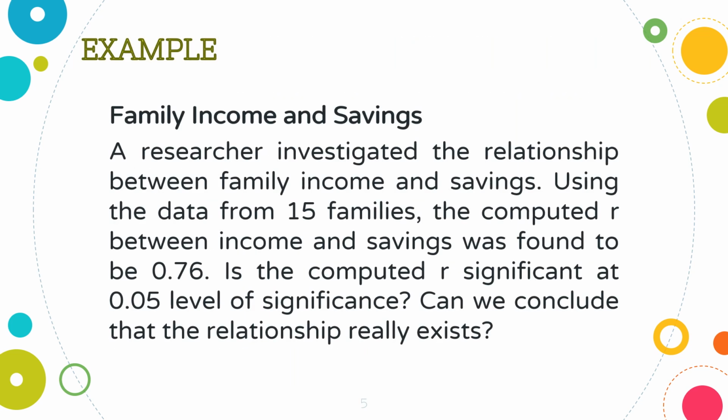Okay, let's have an example for the family income and savings. A researcher investigated the relationship between family income and savings. Using the data from 15 families, the computed R between income and savings was found to be 0.76. So the value of our correlation is 0.76. Is the computed R significant at 0.05 level of significance? Can we conclude that the relation really exists? So this 0.05 here is the value of our alpha, the level of significance.